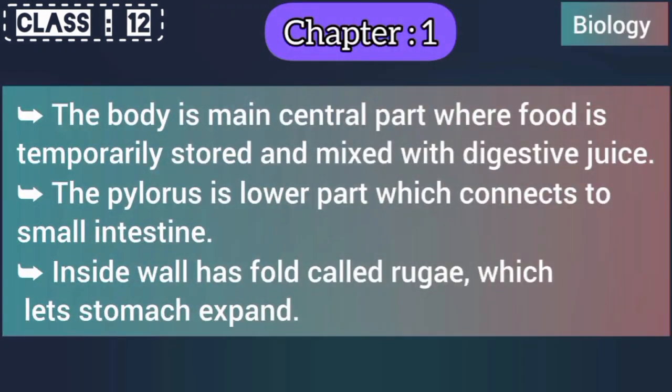The body is the central part where food is temporarily stored and mixed with digestive juice. The pylorus is lower part which connects to small intestine. Inside wall has folds called rugae, which lets stomach expand.